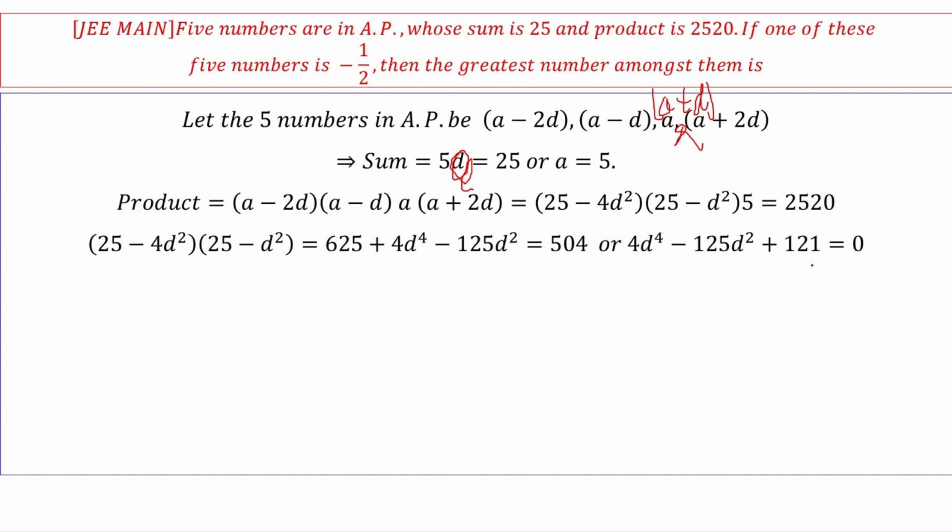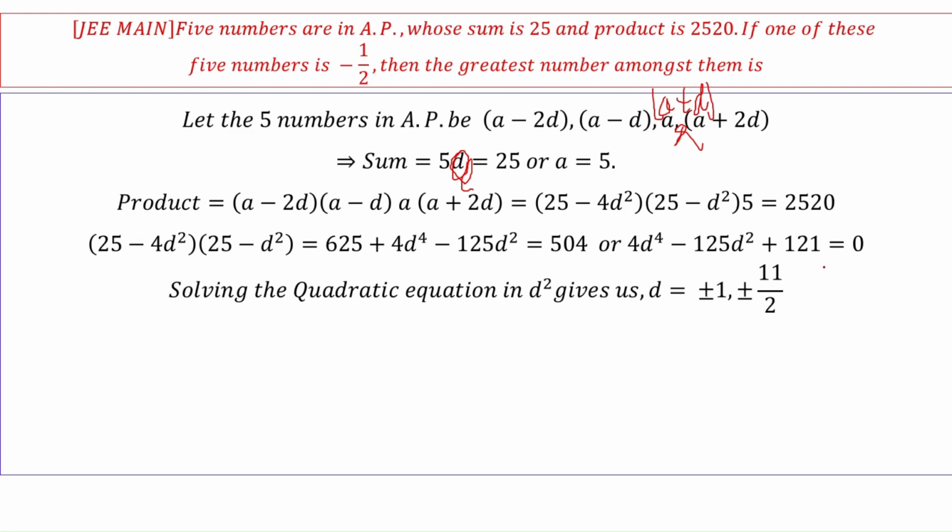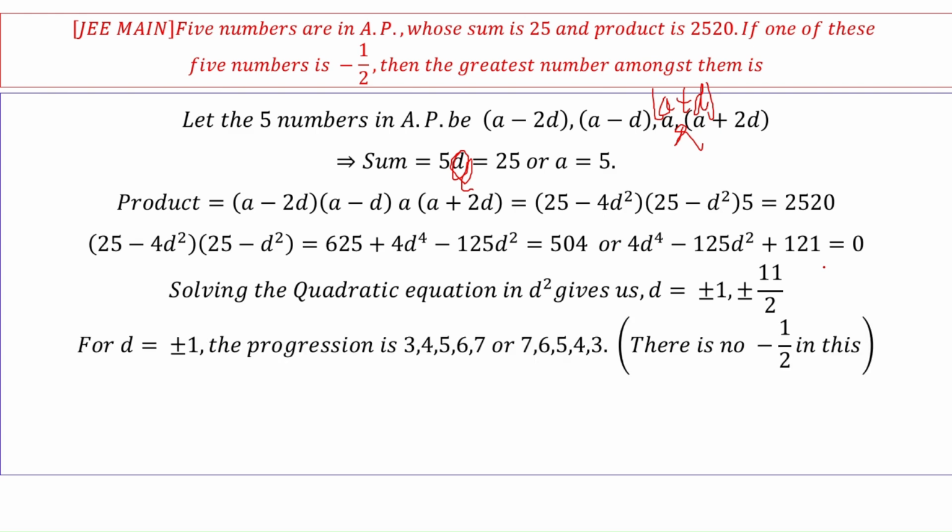But if you carefully look at it, this is a quadratic equation. If you call d square as k, then this is 4k square minus 125k plus 121 equal to 0, right? It's a quadratic equation. Only thing is, the roots you will get are for d square. Solving this you will get d square, and thus you can derive d from that. d is equal to plus or minus 1 and plus or minus 11 by 2.